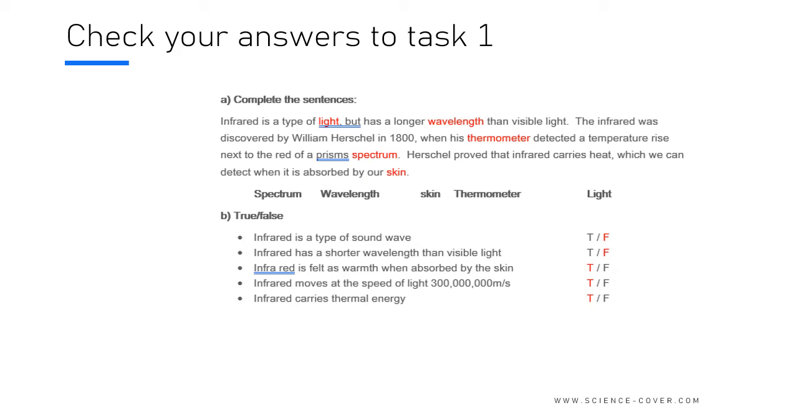Infrared is a type of light. It has a longer wavelength than visible light. The infrared was discovered by William Herschel in 1800 when his thermometer detected temperature rises next to the red of the prism spectrum. Herschel proved that infrared carries heat, which we can detect when it is absorbed by our skin. So the missing words are light, wavelength, thermometer, spectrum, and skin.